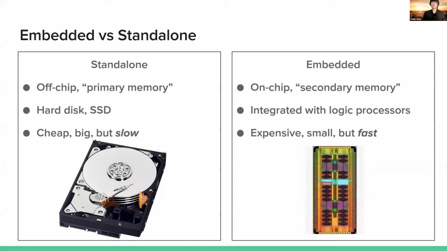What you do here is you integrate your memory directly into your logic processors to get something that's expensive, small, but fast. And the picture here, if you're not familiar with it, is an example of cache, which is one of the more extreme examples of small, expensive, but fast.